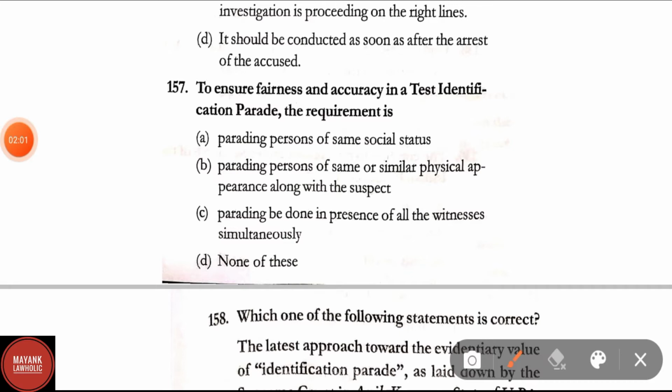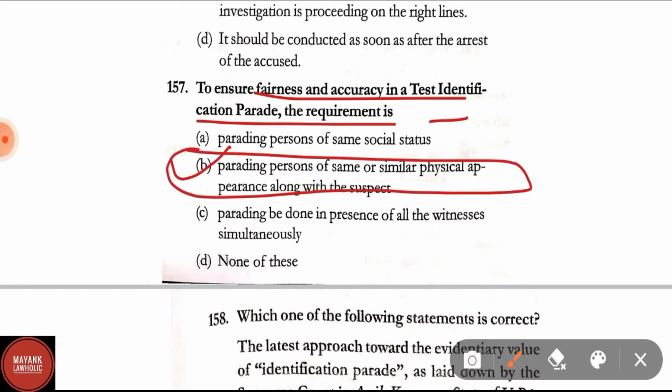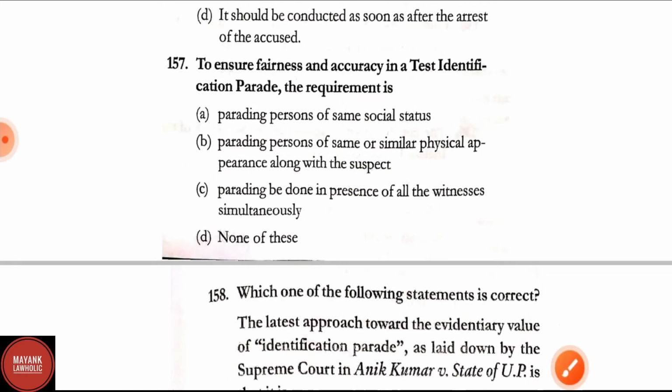Question number 157. To ensure fairness and accuracy in a test identification parade, the requirement is option A, parading persons of same social status. Option B, parading persons of same or similar physical appearance along with the suspect. Option C, parading to be done in presence of all the witnesses simultaneously. And option D, none of the above. Here correct answer is option B, parading persons of same or similar physical appearance along with the suspect.